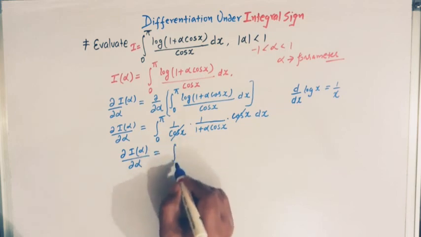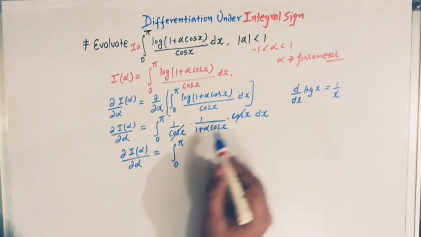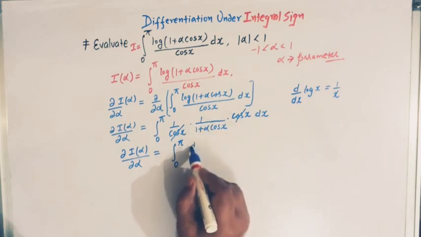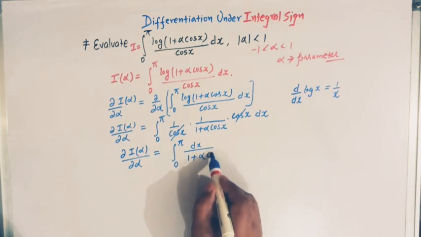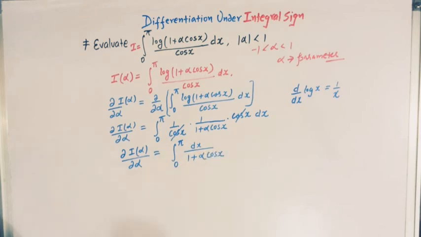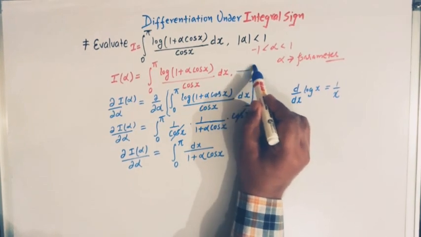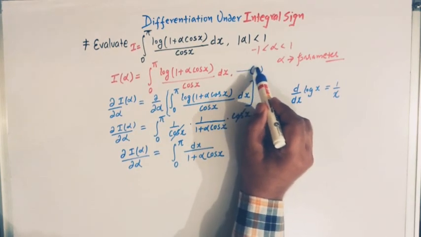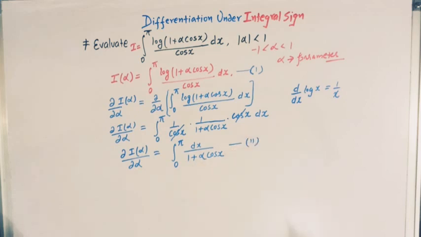So here cos x and cos x get cancelled, and we have del I(alpha) over del alpha is equal to the integral from 0 to pi of dx over (1 plus alpha cos x), right? So let us take this as integral 1, and let us take it as integral number 2.